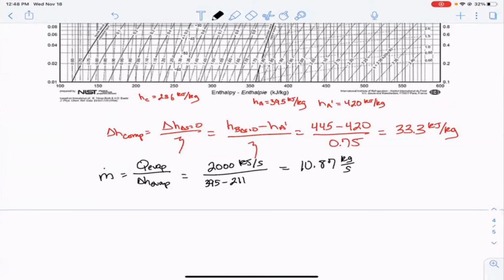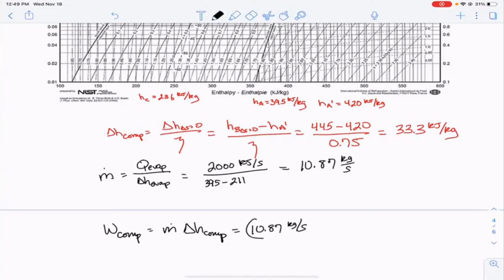And then finally, we can calculate the work for the compressor, which is just the mass flow rate times delta H for the compressor. And that's equal to m dot times delta H. Well, we actually calculated that, right? That's HB minus HA. So if we plug those in, that's just 10.87 kilograms per second times 33.3 kilojoules per kilogram. And that gives us a work for the compressor equal to 362 kilowatts.